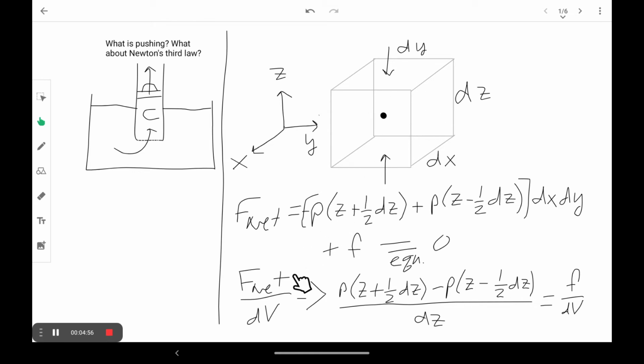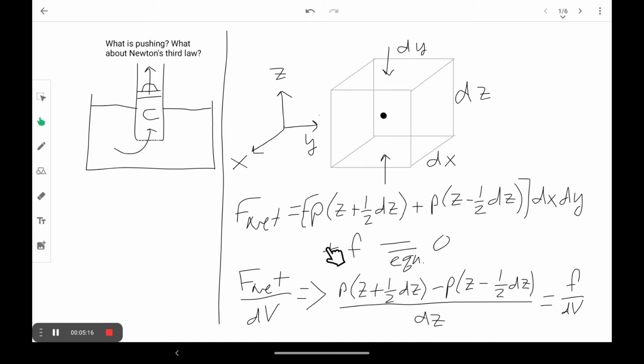Okay, we'll see, that'll prove useful to think about. Now remember, dV, the volume of this cube, is dx times dy times dz. So if I divide this side by dx, dy, dz, then for the pressure term, it'll cancel the dx, dy, leaving me with just a dz.